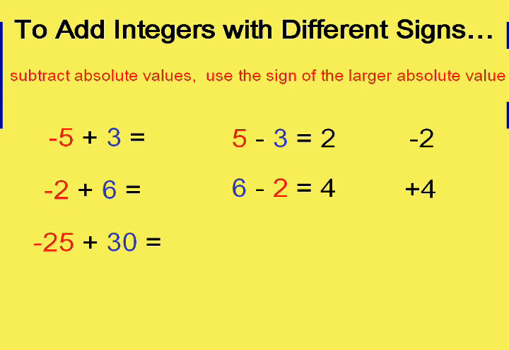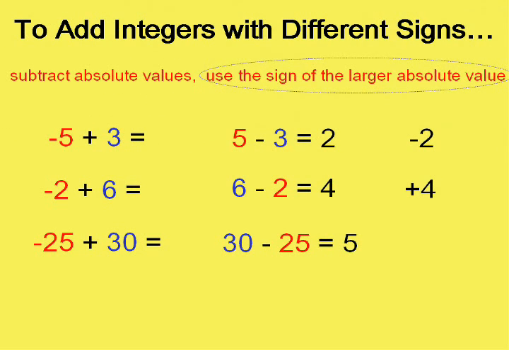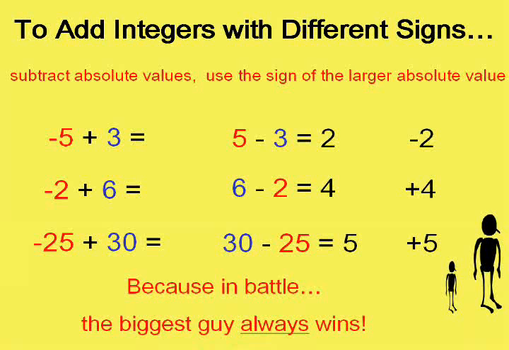One more, -25 and 30. We subtract the absolute values because we have one of each. We get a 5. And what's going to decide whether that's a +5 or a -5? We're going to use the sign of the largest absolute value. The answer is going to be +5. So when we add integers, we're going to end up using the sign of the largest absolute value, because in battle, the biggest guy always wins.